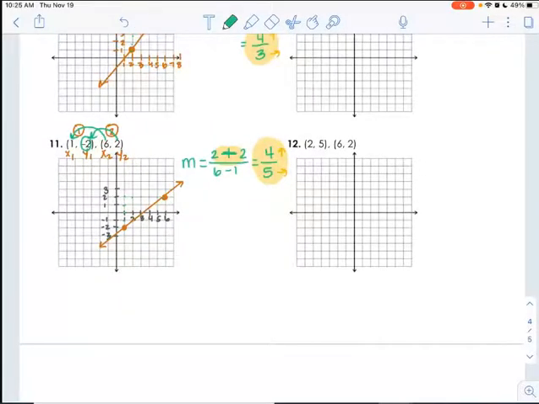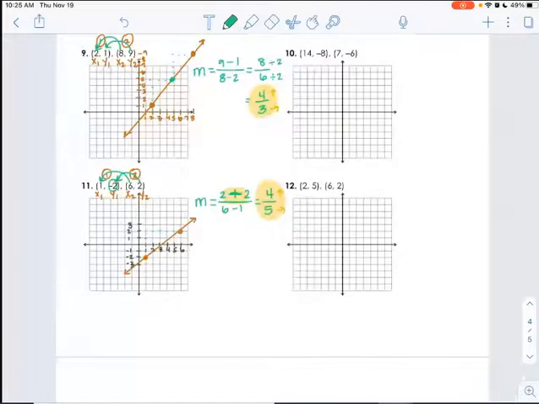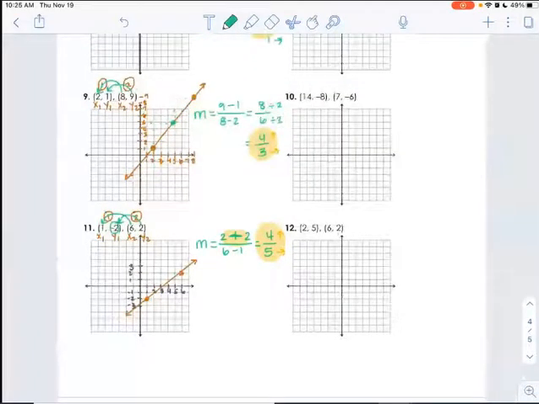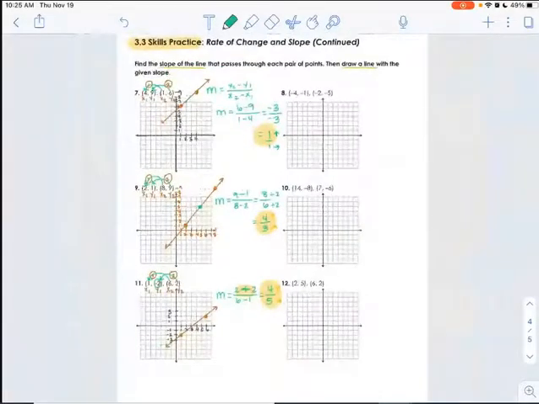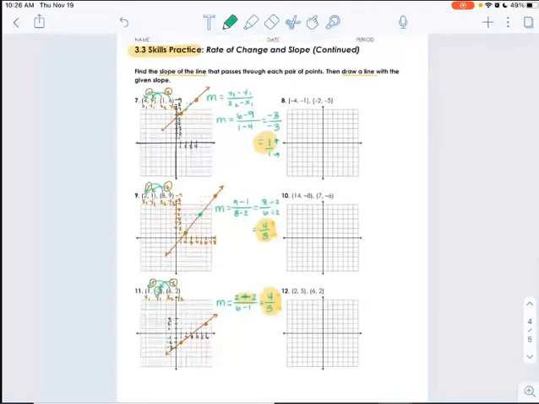Okay, so that's it for today as far as what we'll be doing together. All you need to do on your own is 8, 10, and 12. Your work should look just like mine. You need to show every step that I showed. You need to label your points, draw the arrows, graph, verify your slope, simplify your slope, all of those good things. And then you're going to take a nice, pretty picture of your skills practice page and submit on Canvas.